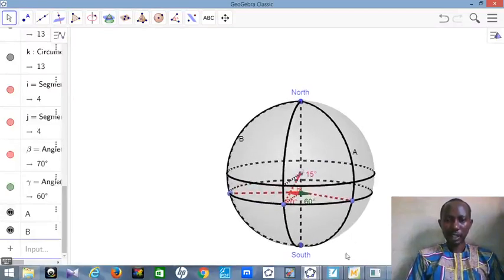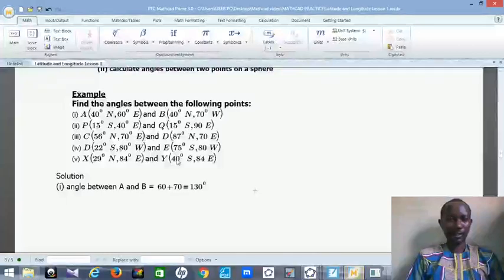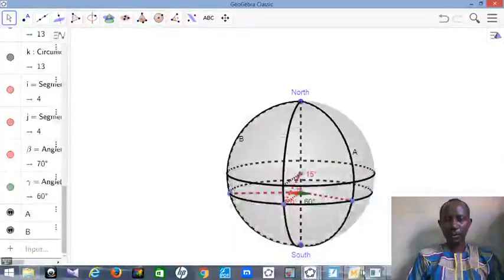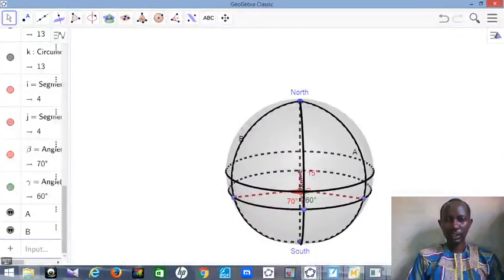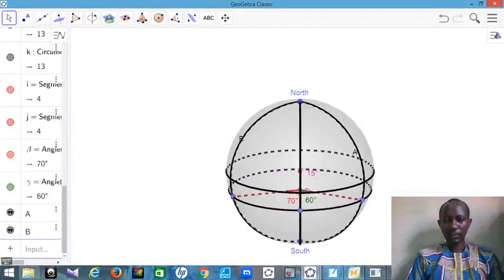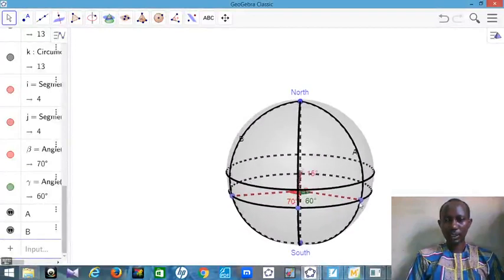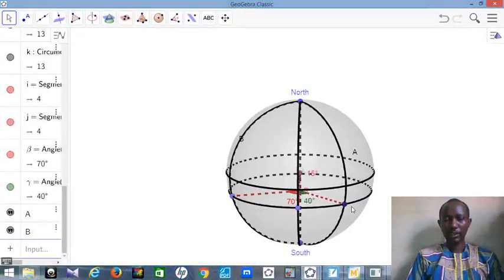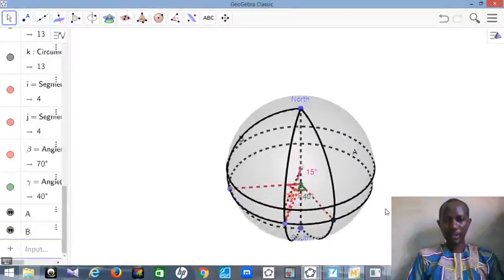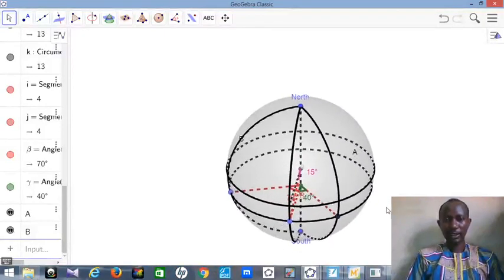Then the other two angles we need now are 15 degrees south, 40 degrees east. Then you move 40 degrees east. So this is east now. So 40 degrees, you stop at 40. So this is 40 degrees east. That's for the first angle. You can see it clearly. 40 degrees east.